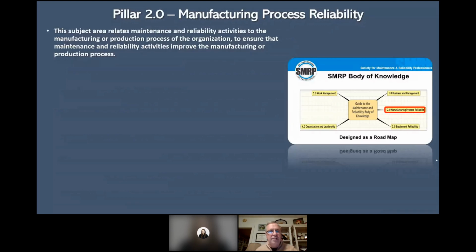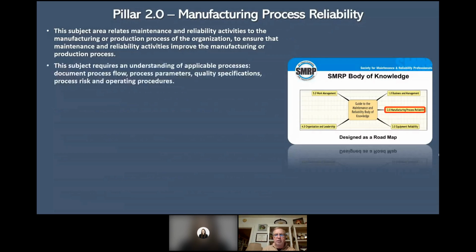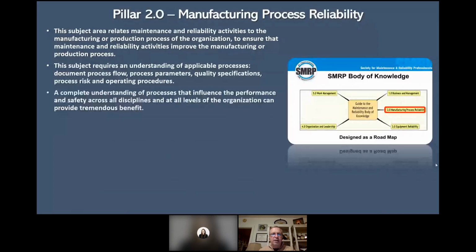The subject area relates to maintenance and reliability activities to ensure they improve the manufacturing and production process of the organization. So the subject requires an understanding of applicable processes. Of course, documented process flow, process parameters, quality specifications, process risk, operating procedures. All of those we've got to have. Complete understanding of processes that influence the performance and safety across all disciplines. Safety is in everything with the body of knowledge, okay?